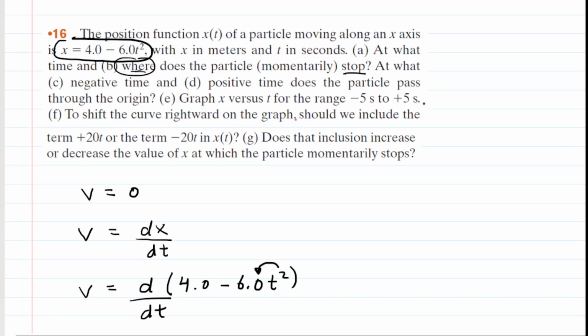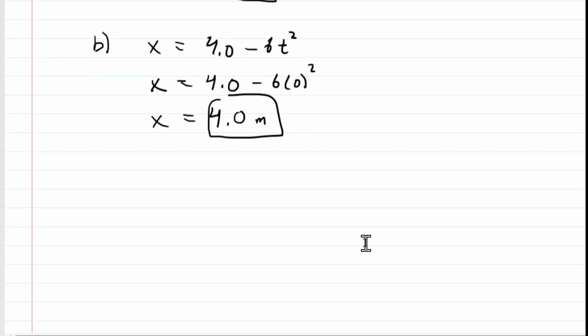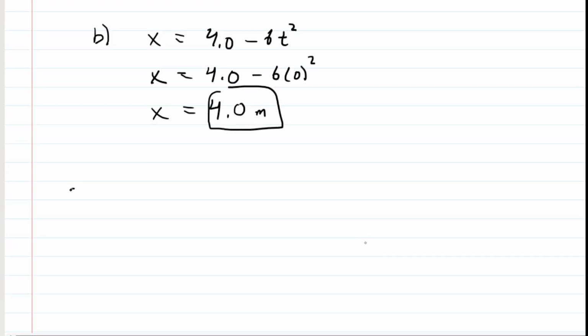In part C, we are asked, at what negative time and positive time does the particle pass through the origin? Okay, so through the origin, think about what the position of the particle would be if it were passing through the origin. And of course, the origin would be a position of x is equal to 0.